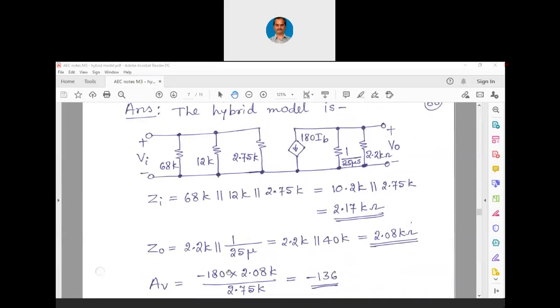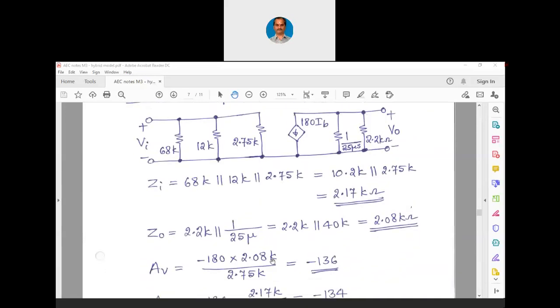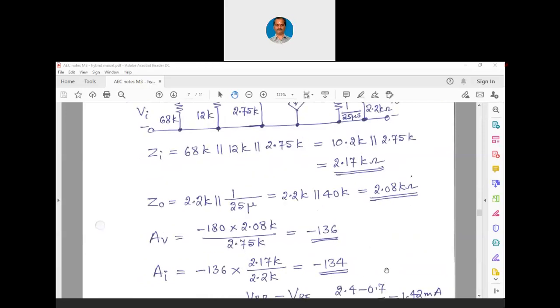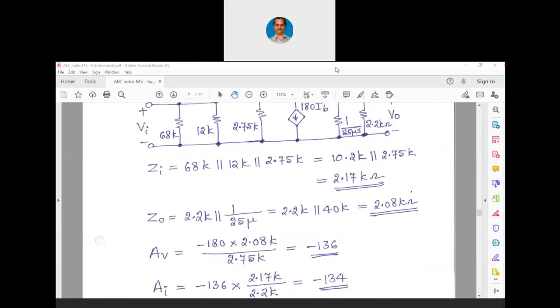So now AV is minus 180 into 2.08k by 2.75k. Remember this, AV is minus HFE into Z0 divided by HIE. So minus 180 into 2.08k as Z0 divided by HIE, which is 2.75k. We get the voltage gain as minus 136. Now AI, let me mute everyone.